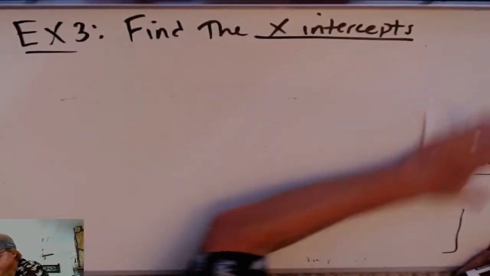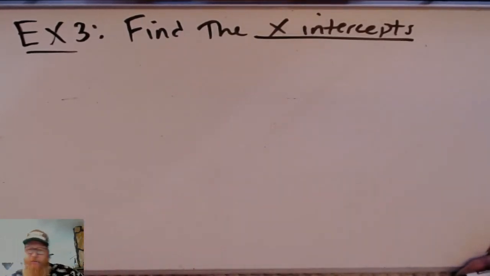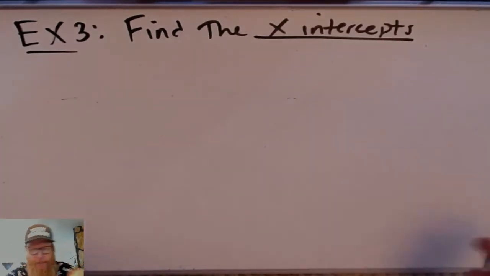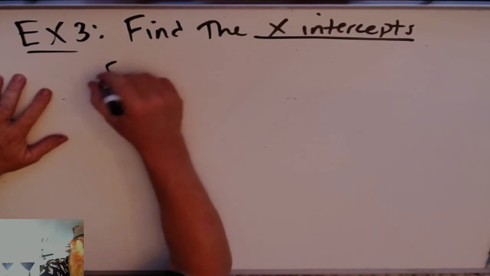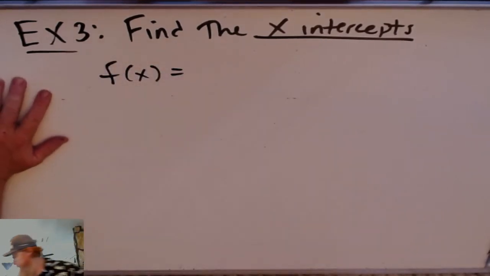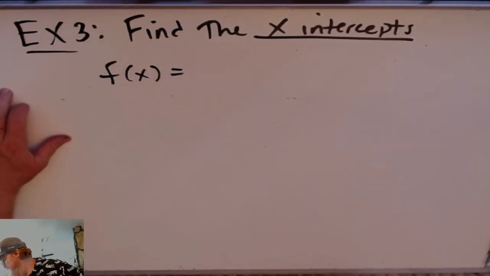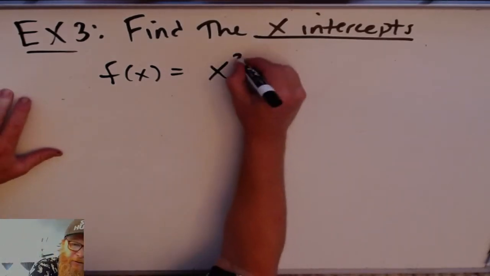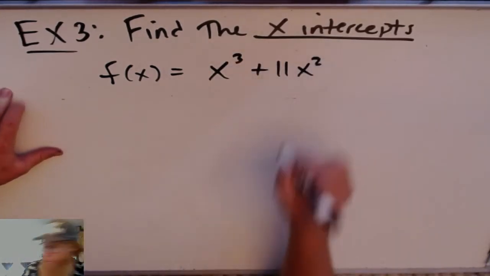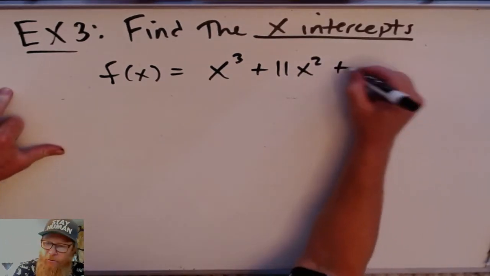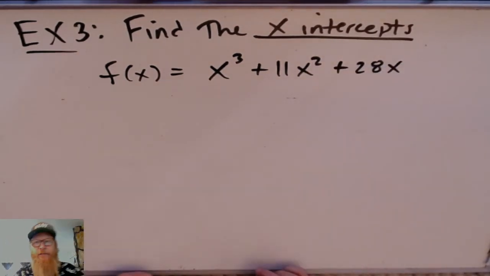You do not have to draw the graph. I mean, if you want to, maybe I will just for fun, because I like this stuff, but you don't have to. You just have to solve it. So f of x is x cubed plus 11x squared plus 28x.